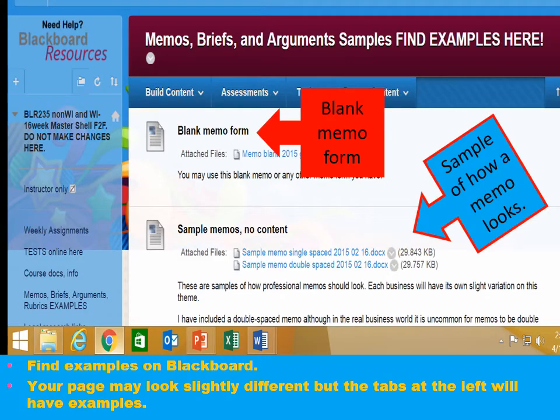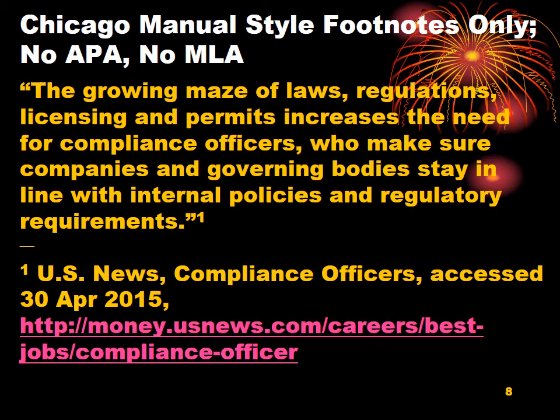Find examples on Blackboard. Your page may look slightly different, but the tabs at the left will have examples. Blank memo: a sample of how a memo looks. Chicago Manual style footnotes only, no APA, no MLA.